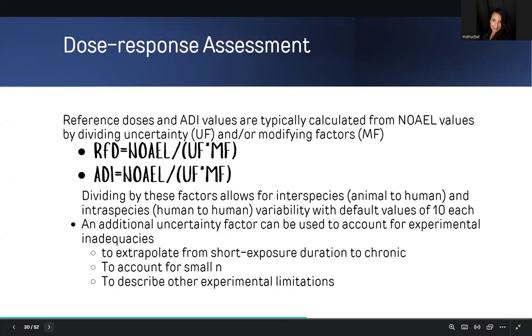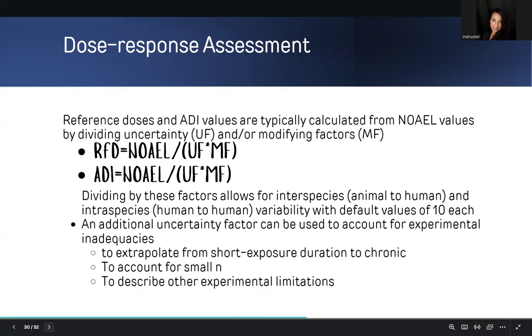factor. In principle, dividing by these factors allows for interspecies, animal to human, and intraspecies, human to human variability with default values of 10 each. An additional uncertainty factor can be used to account for experimental inadequacies. For example, to extrapolate from short exposure duration studies to a situation more relevant for a chronic study, to account for inadequate number of animals, or to describe other experimental limitations.